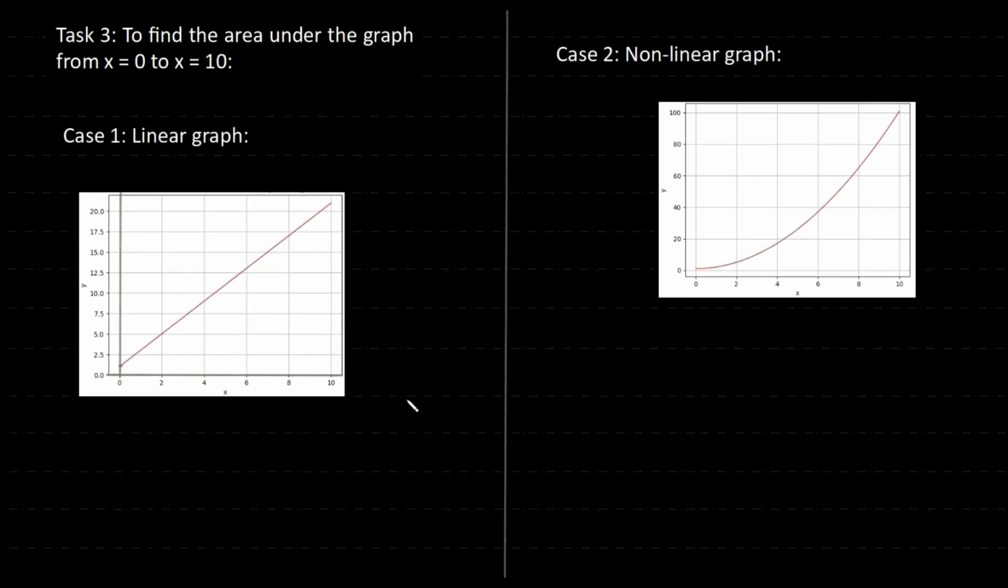Okay, next task, to find the area under the graph. What we are seeing is a linear graph. So this is 1 and this is 21. Okay, I think it's 21. Yeah, it's 21, correct. So starting from 1, it's going to 21. I want you guys to find the area within this space.